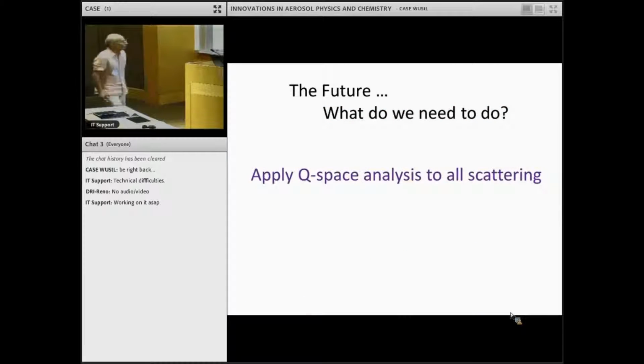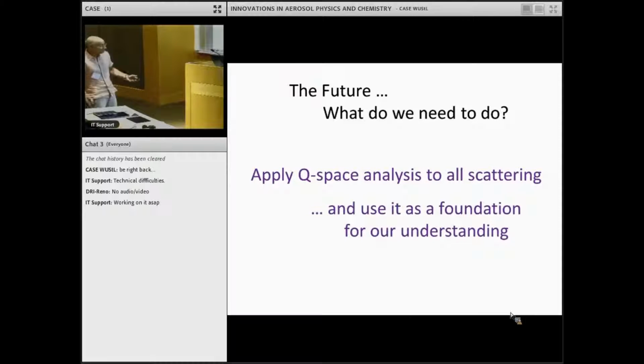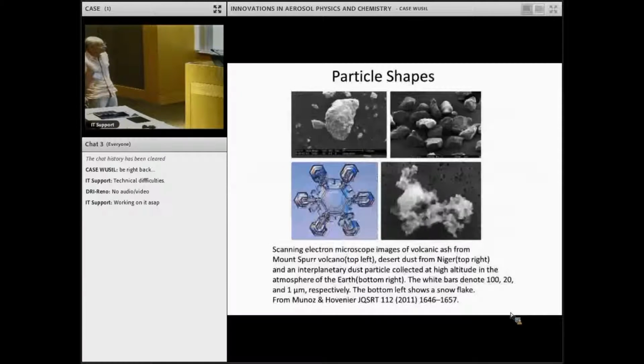So what do we need to do? We call this Q space analysis. Obviously, we're working in reciprocal space, right? The Fourier transform space. So we ought to apply this to all types of scattering and also use it as a foundation of our understanding. So what's in front of us? Well, we understand spheres. We can solve the equations for spheres, but what can we do with other shapes?